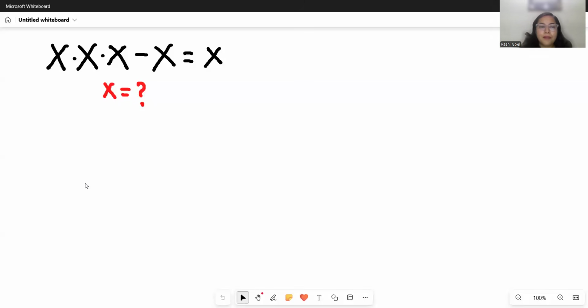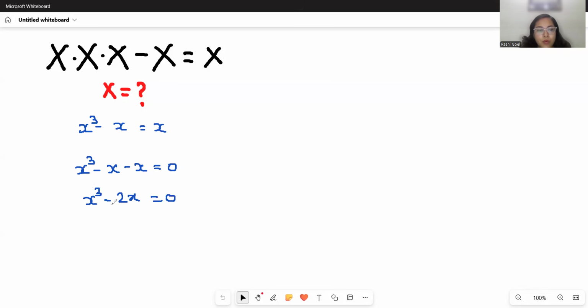So now let's start. Our first step is we can write this x times x as x cube minus x equal x. Now take all the terms together. So x cube minus x minus x equals 0. So this becomes x cube minus 2x equals 0. Now we can factor out. We can take the x as common. So x square minus 2 equals 0.